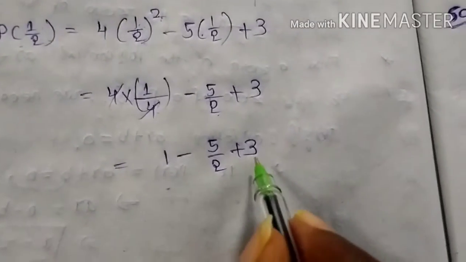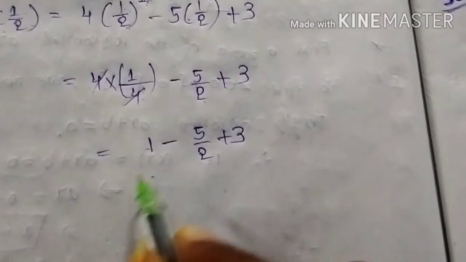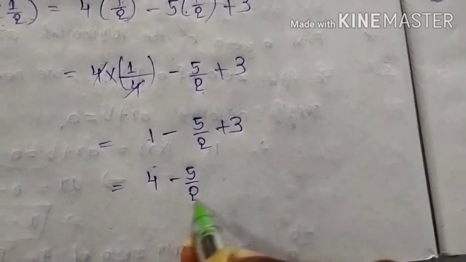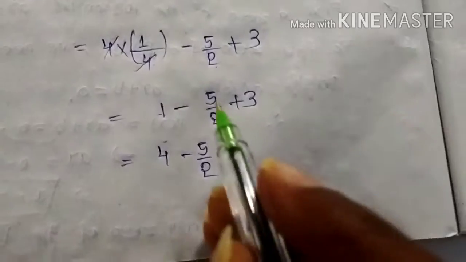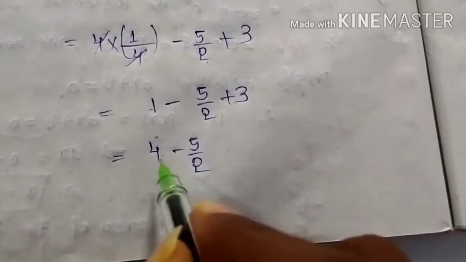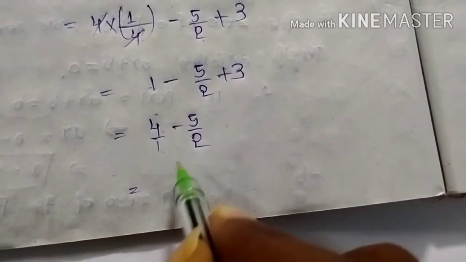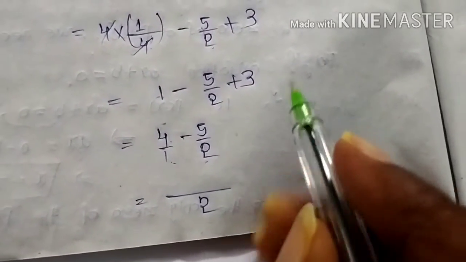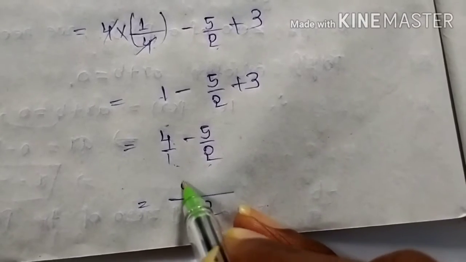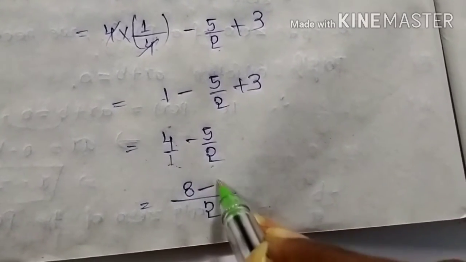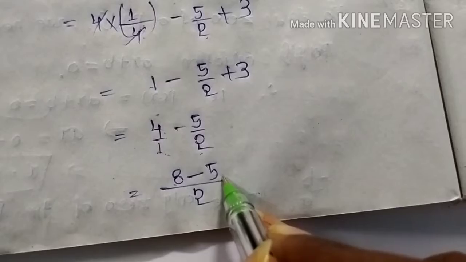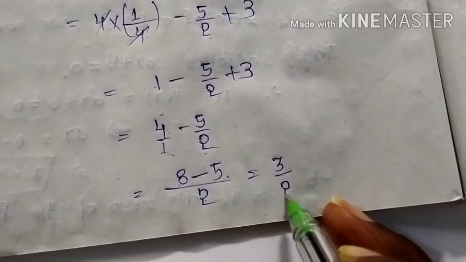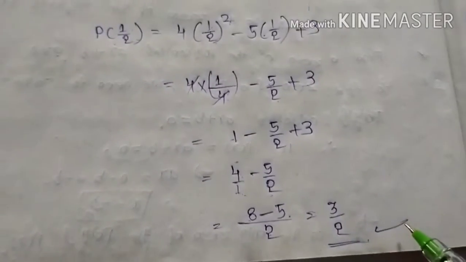Yes or no? Yes. Now see the addition. 3 plus 1 is how much? 4 only. Can I write here 4 minus 5 by 2? Yes. Can I write 4 as 4 by 1? Yes. Now consider the denominators. What is the LCM of 1 and 2? 2 only. Then you can do cross multiplication directly. 4 into 2 is how much? 8. 5 ones are 5. 8 minus 5 is how much? 3. That means your answer is 3 by 2. 3 by 2 is your answer.